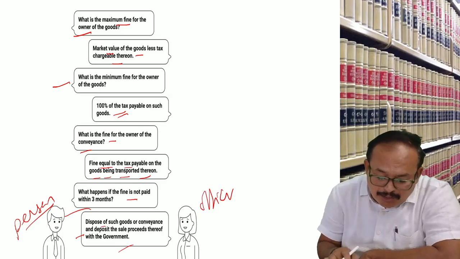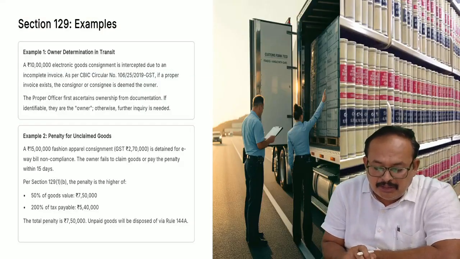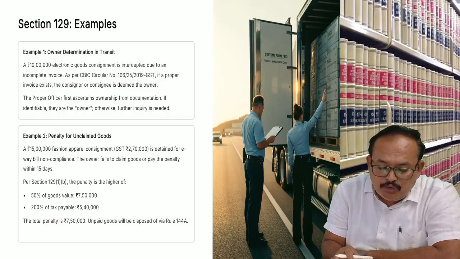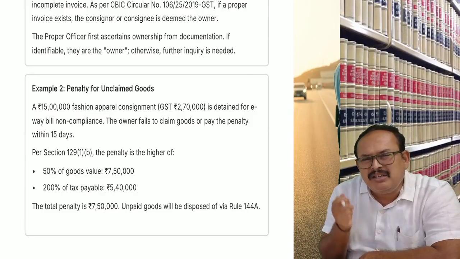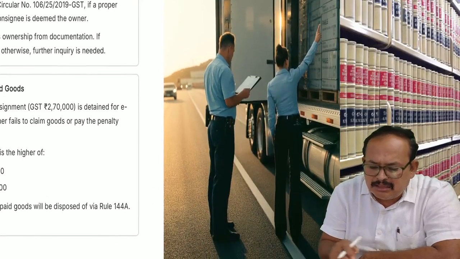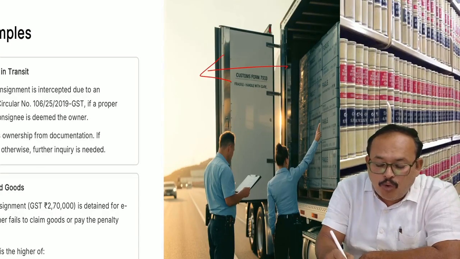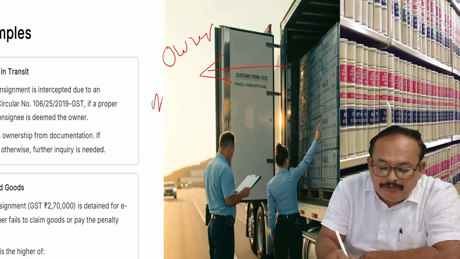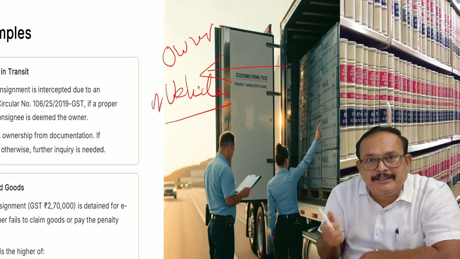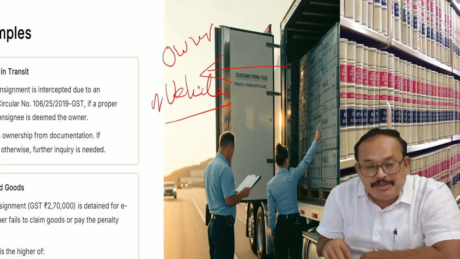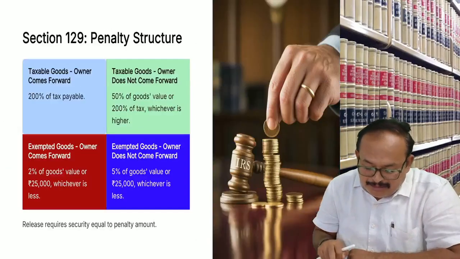Sir, Section 129, when you refer here, you said the owner comes forward, or the owner does not come forward. What is the fine on the truck owner? This truck belongs to somebody else, no? The owner of the truck, the owner of the vehicle, on whom how much penalty? That is also there. Section 109 penalty is there.